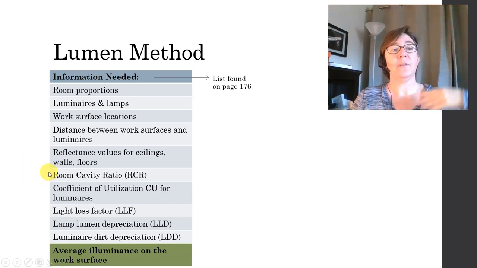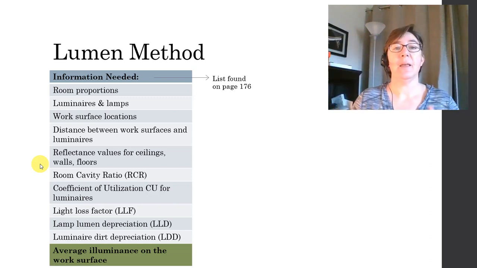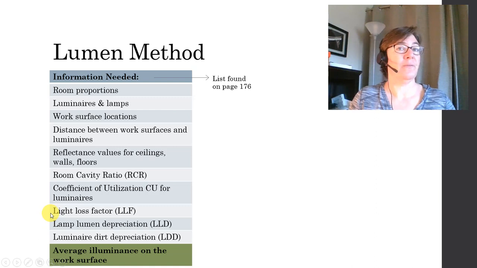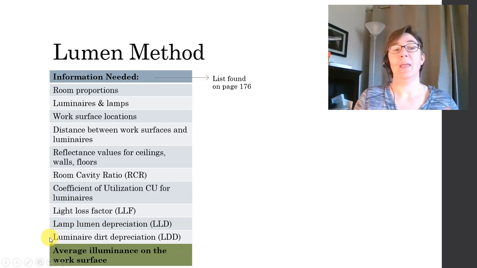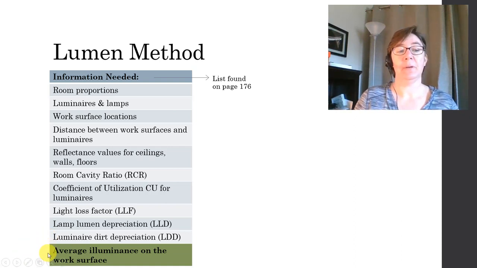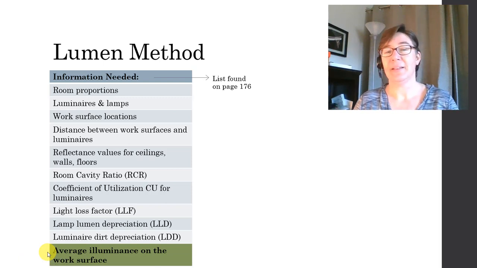And once you have this basic information here about your room and your design, then you start crunching the numbers, and then we'll find the room cavity ratio. I'm going to walk you through each one of these. The coefficient of utilization, remember that. The light loss factor, which is going to include the lamp lumen depreciation and luminaire dirt depreciation. And finally, with all of these numbers and all of this data, you're going to be able to calculate the average illuminance on your work surface. So let's get started.